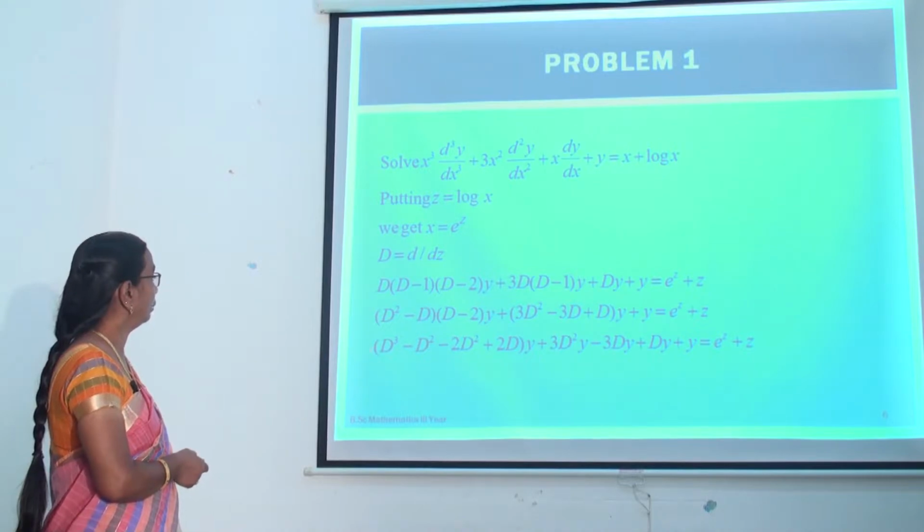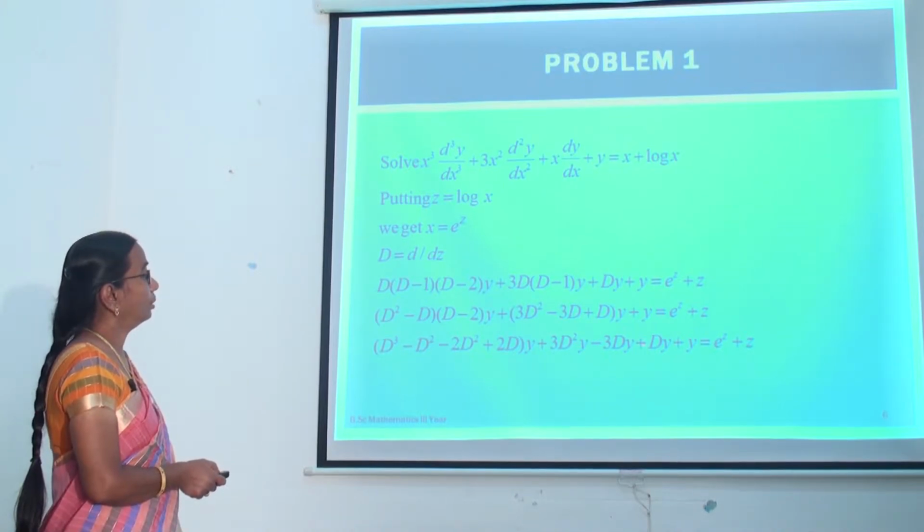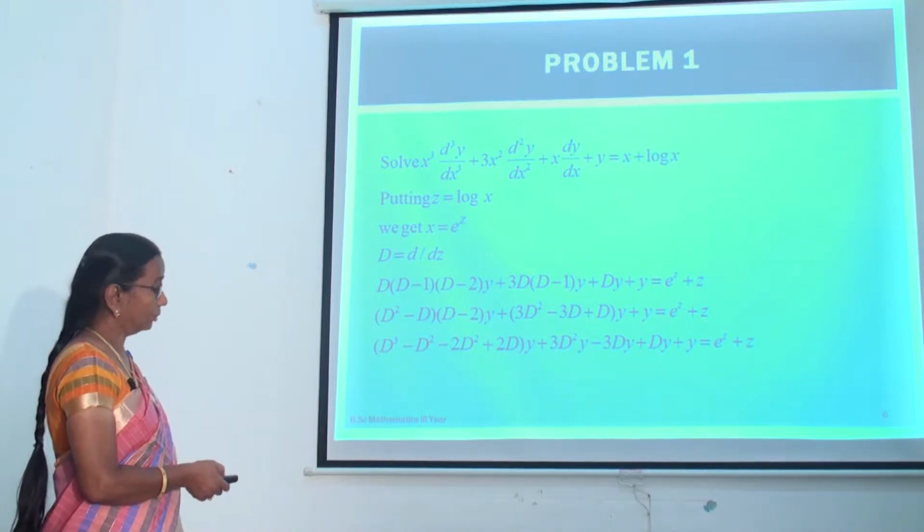Once again, we can multiply (D^2 - D) by (D - 2). You will get D^3 - D^2 - 2D^2 + 2Dy + 3D^2 y - 3Dy + Dy + y = e^z + z. Next slide.